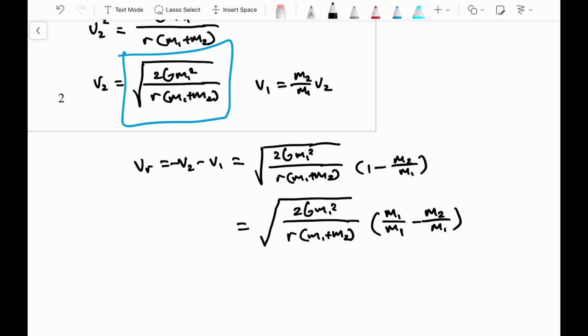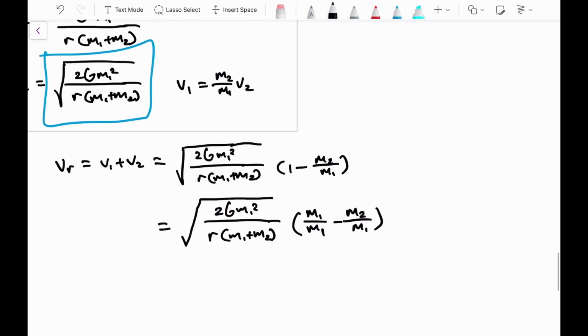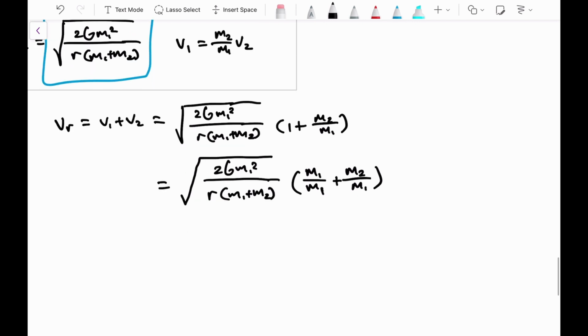And maybe there's an easy way of doing this. We can just do it the other way. So the other way around will be v1 plus v2. Okay, now this makes sense. And this will be the plus sign. Okay, let's proceed.